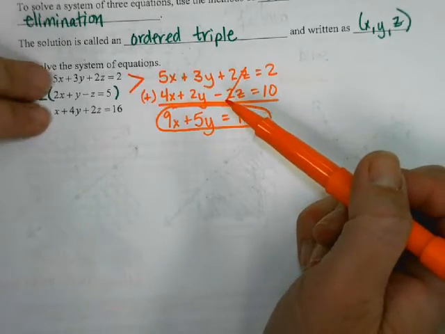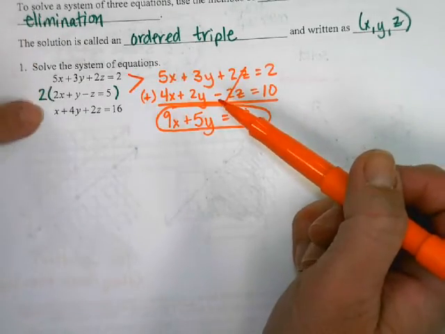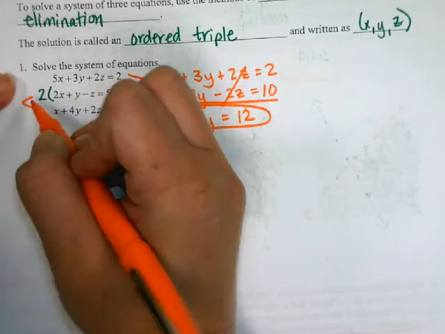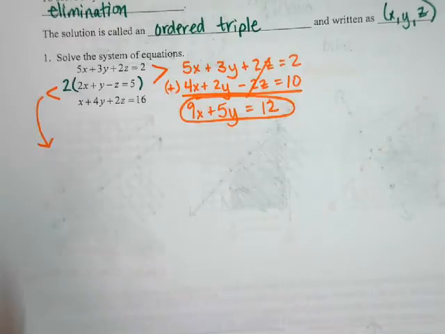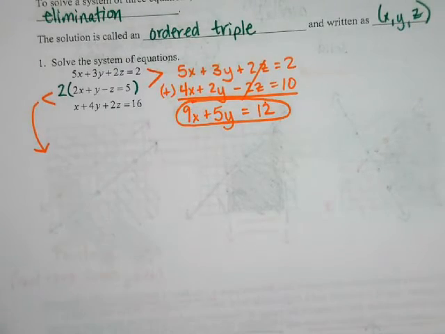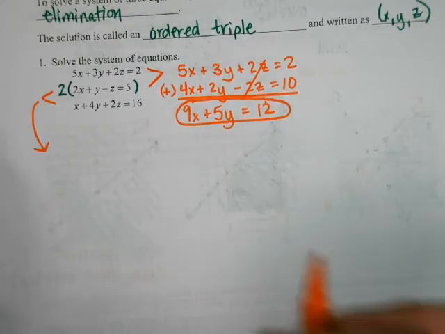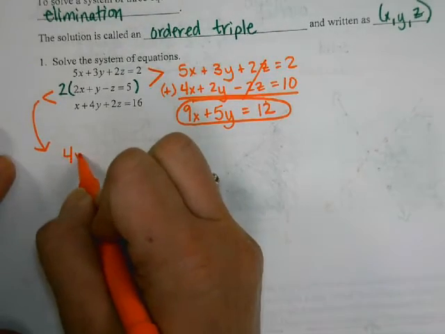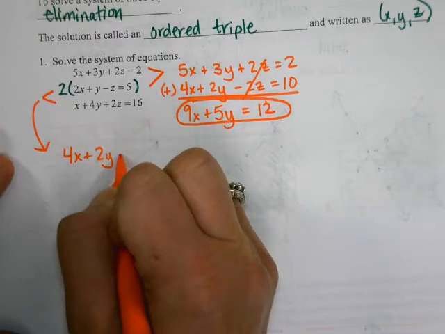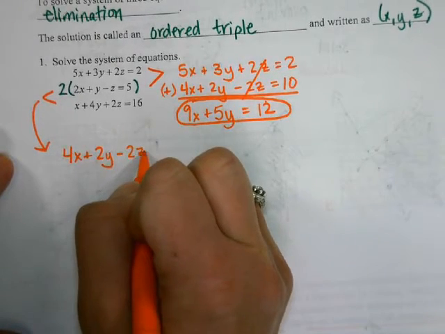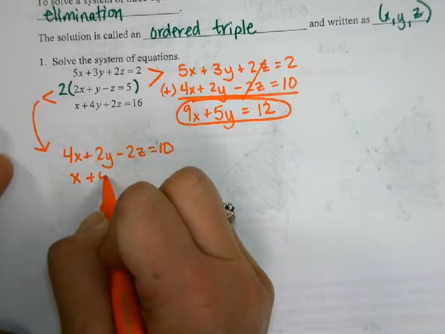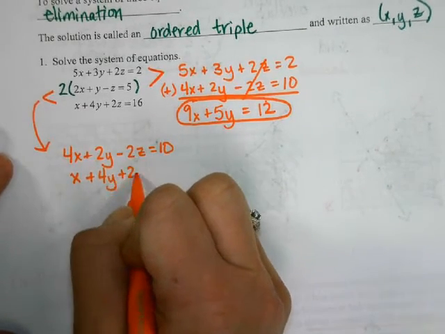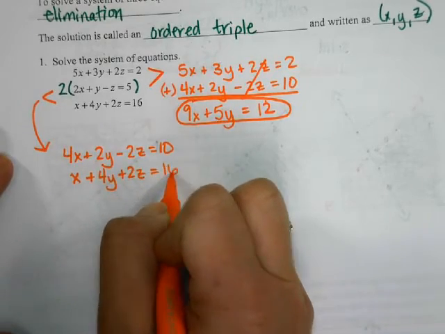You can work with the top and the bottom, or you could work with the bottom two. I'm just going to work with the bottom two. And again, I need that guy to be multiplied by 2. So 4x plus 2y minus 2z is equal to 10. And 1x plus 4y plus 2z is equal to 16.